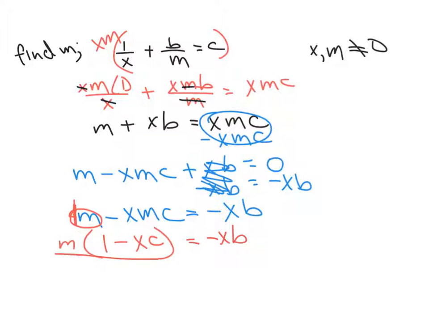Okay, now this here is multiplied by the m, right? So in order to get rid of it, I divide both sides.